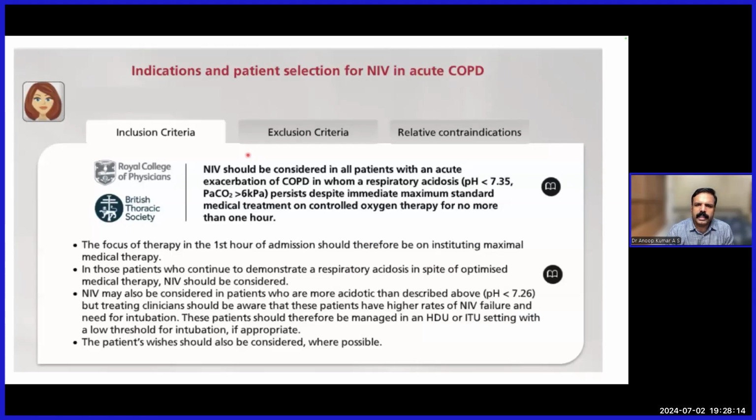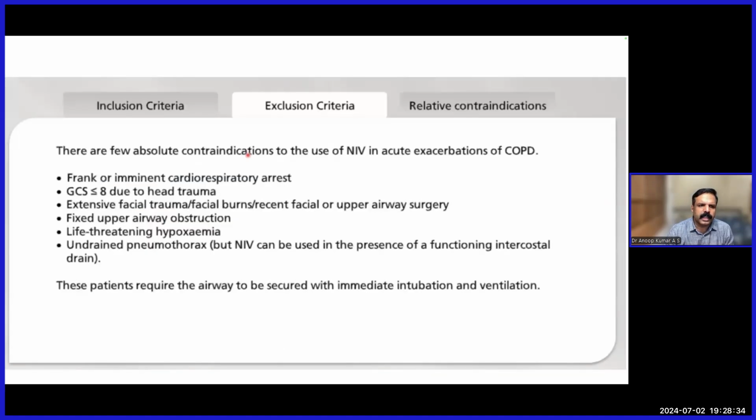So there are many indications for NIV. NIV should be considered in all patients with acute exacerbation of COPD in whom the pH is less than 7.35 and the PCO2 is elevated and persists despite immediate maximum standard medical treatment. That is very, very important. And the exclusion criteria are impending cardiac arrest, very low GCS, extensive facial trauma, a fixed upper airway obstruction, life-threatening hypoxia, and undrained pneumothorax. All these conditions, you should avoid.